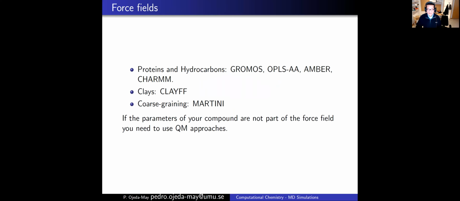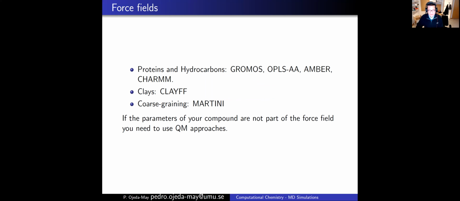So here there are some force fields for proteins and hydrocarbons. We can use GROMOS or OPLS, AMBER, CHARMM. For clays, there is a clay force field, and coarse-grained Martini. I will talk a little bit about the Martini later on.